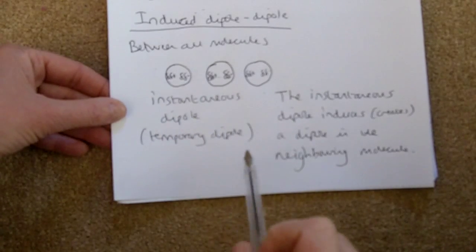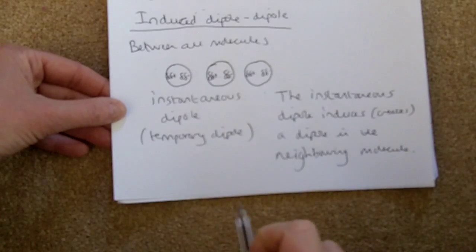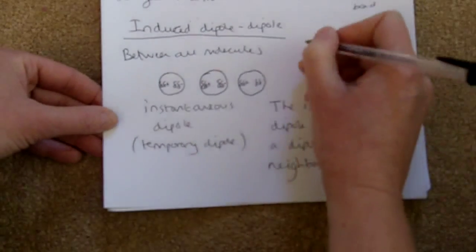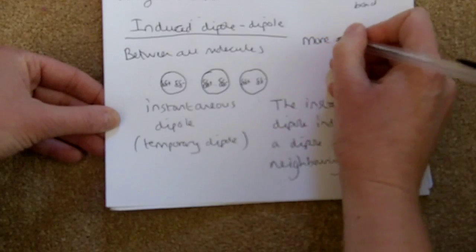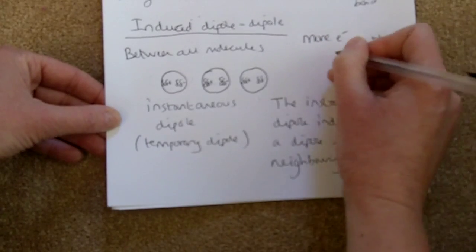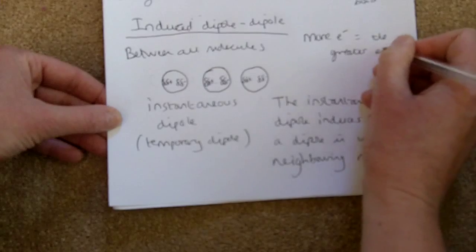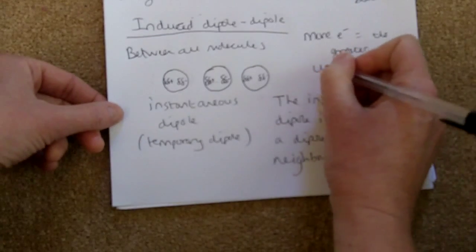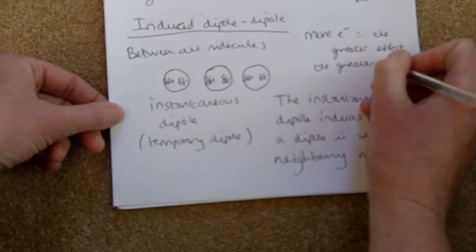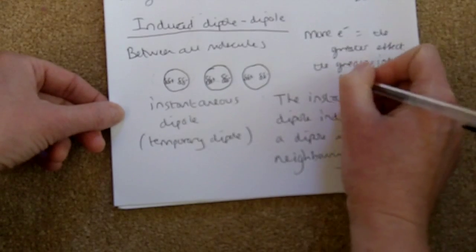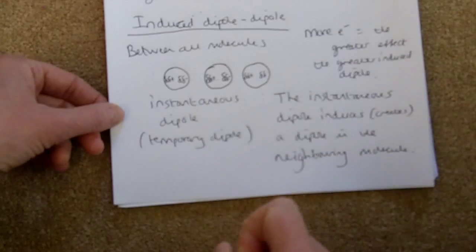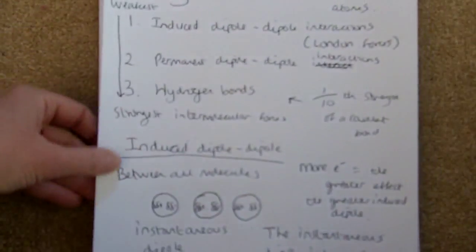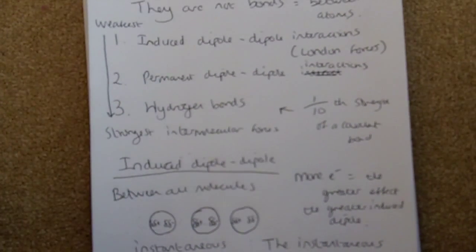Now this depends on the number of electrons. The more electrons, the greater the effect, the greater the induced dipole. So therefore, more energy will be needed to separate. Okay, so let's have a look at an example.